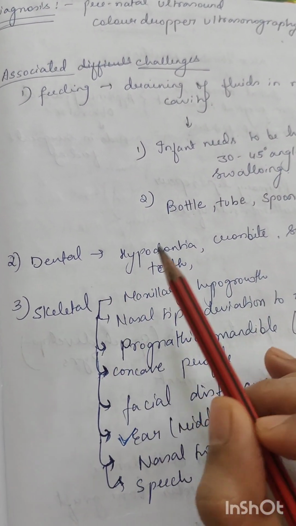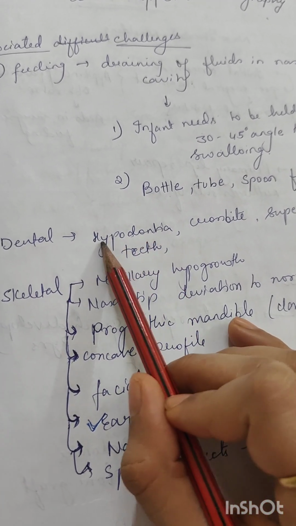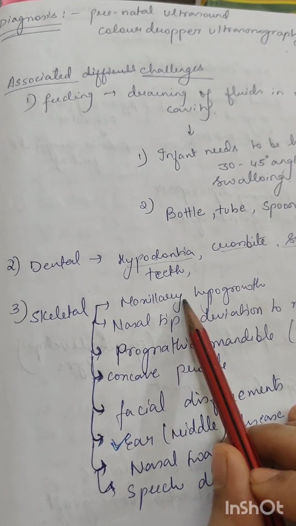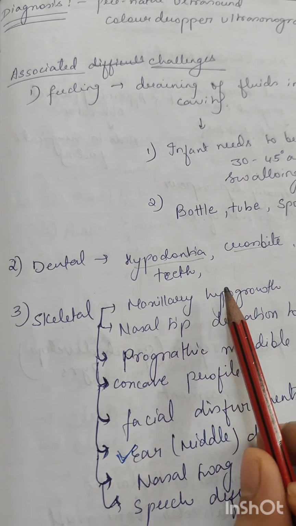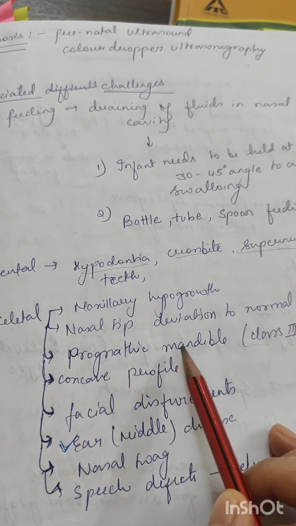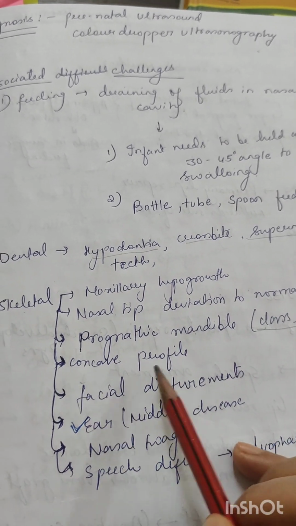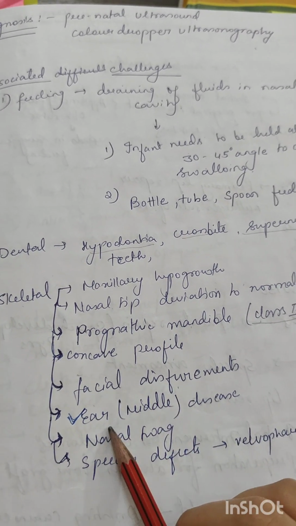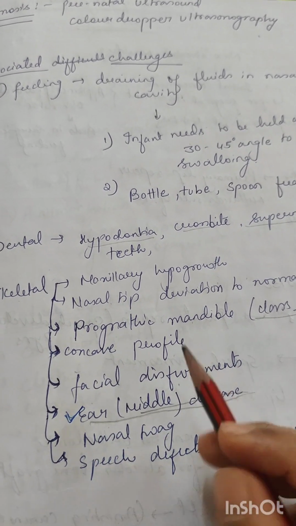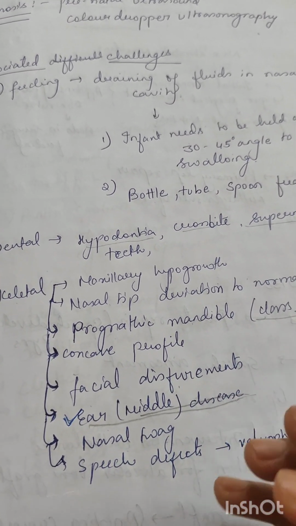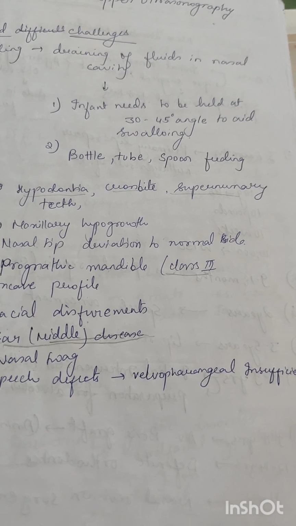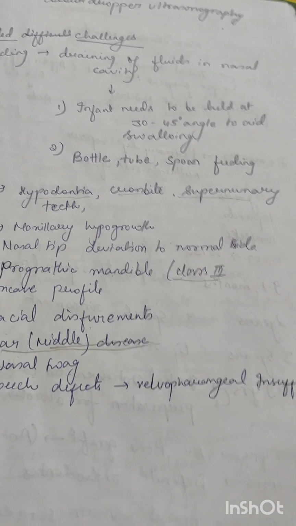Dental problems include hypodontia, meaning decrease in the number of teeth, crossbites, supernumerary teeth, etc. Skeletal: maxillary hypogrowth, that is the maxilla will be deficient. Nasal tip deviation to the normal side. Prognathic mandible, that is class 3 tendency. Concave profile. Facial disfigurements. Middle ear disease. Nasal twang, that is they will have some kind of nasal voice when they talk. Speech defects due to velopharyngeal insufficiency.